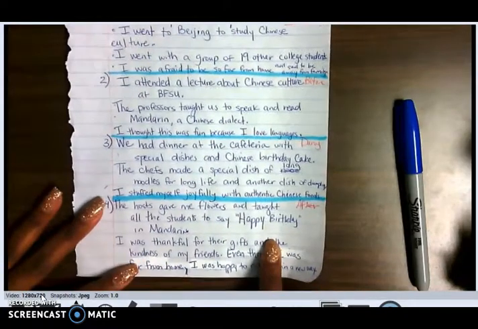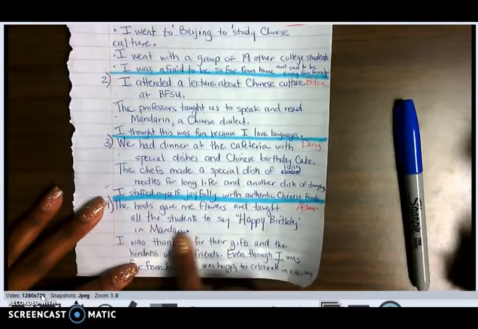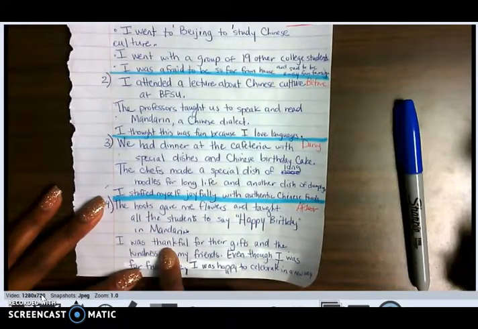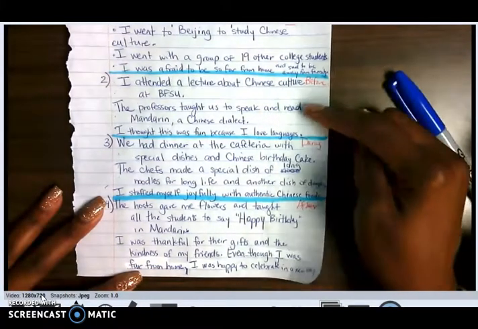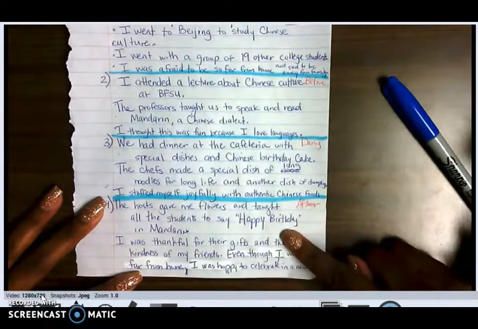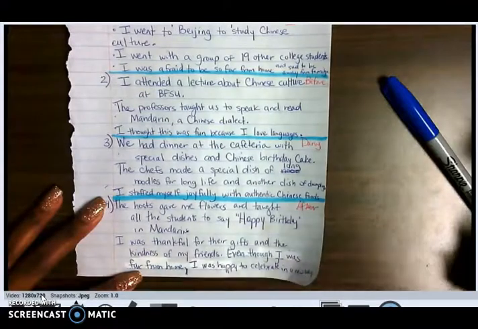And then the after. The host gave me flowers and taught all the students to say happy birthday in Mandarin. I was thankful, here's my emotion, for their gifts and the kindness of my friends. Even though I was far from home, I was happy to celebrate in a new way. So each of these, before, during, and after, have developed actions and emotions. Go ahead and fill yours in.